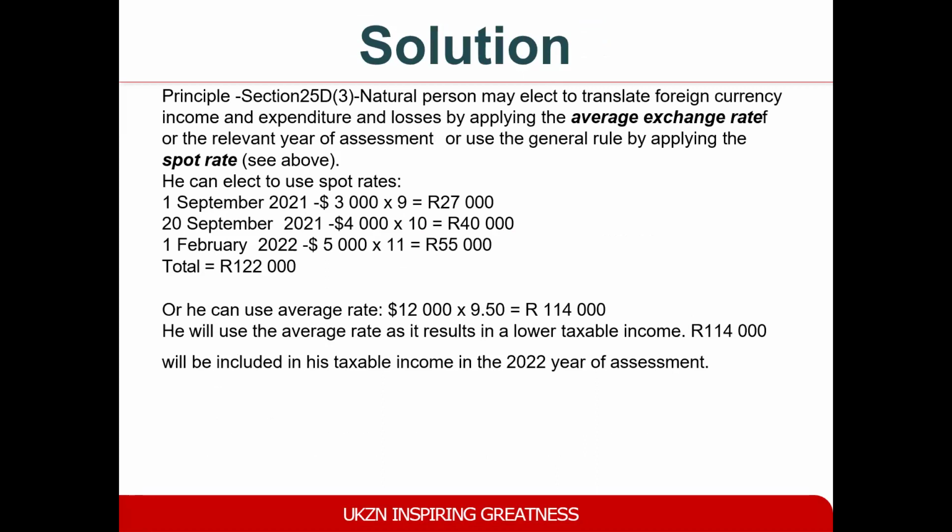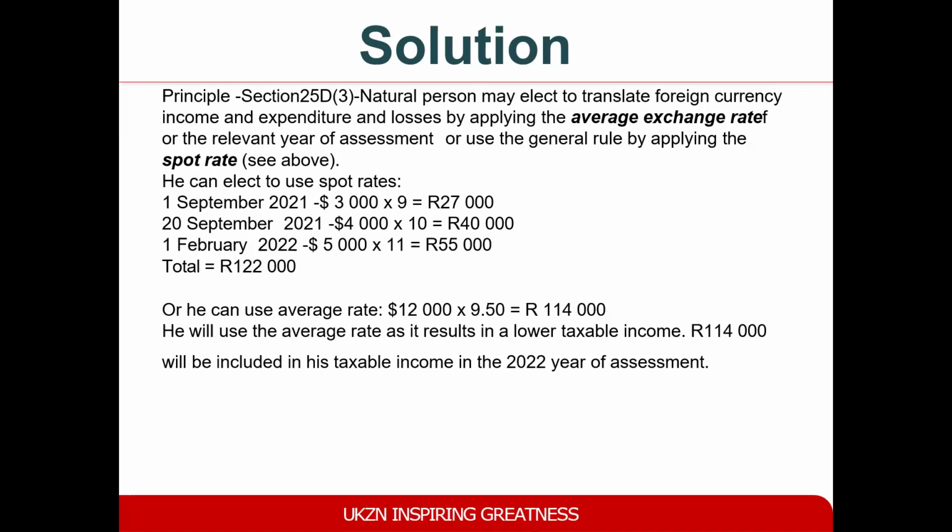So we go to the solution. Then they state that we've got a principle which is very clear, which is 25D(3), which actually states that natural persons may translate using the average exchange rate. They may apply the average exchange rate, or they may use the general rule, which is the spot rate. So you can elect to use the spot rate, which can be, you can just use 9 rands.